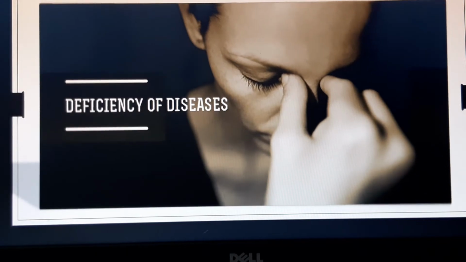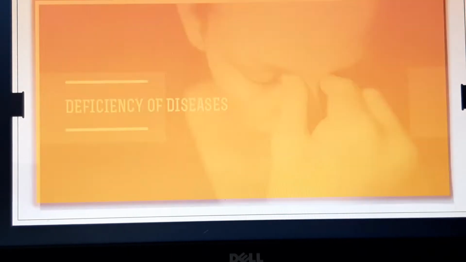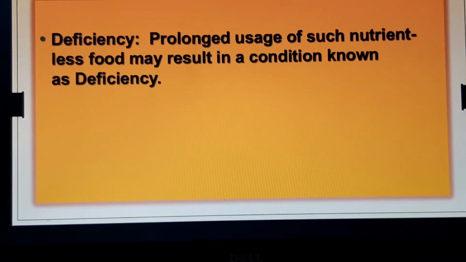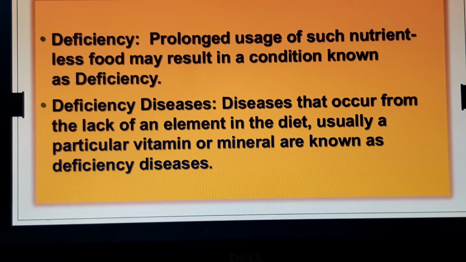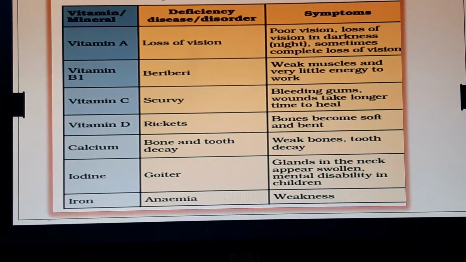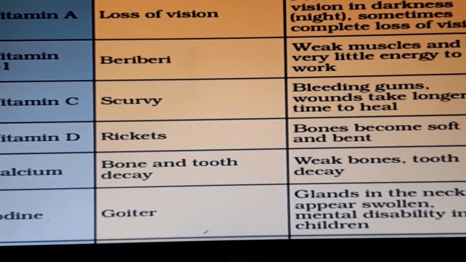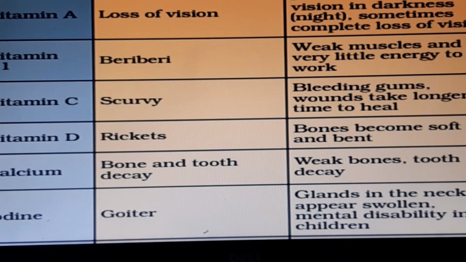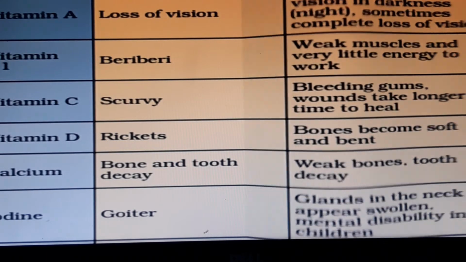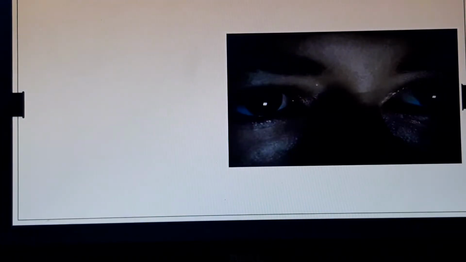Deficiency of nutrients means lack of nutrients. Prolonged usage of such nutrient-less food may result in a condition called deficiency, and diseases arising out of lack of one or more nutrients in the body are called deficiency diseases. So here is a list of some common deficiency disorders. These deficiency disorders are caused due to lack of specific vitamins or minerals in our diet. Now let's discuss them in detail.